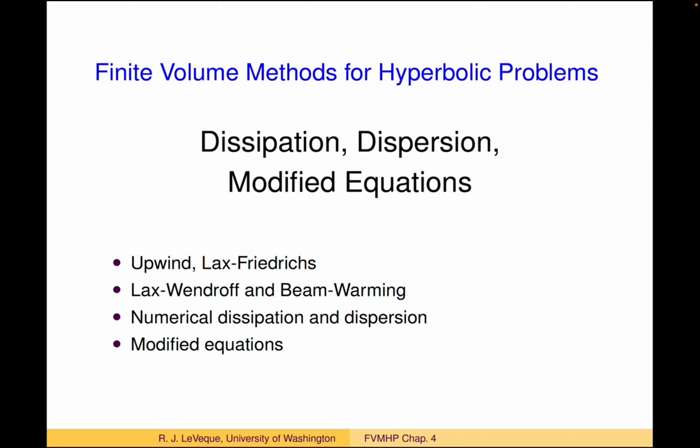In this lecture, we're going to look at the Upwind method and the dissipation that introduces and try to understand that a bit better, along with another first-order accurate method that's also quite dissipative called Lax-Friedrichs, and then look at some second-order accurate methods, the Lax-Wendroff and Beam-Warming methods, and see how they give dispersion rather than dissipation as the dominant error, and then look at the idea of a modified equation as a way to better understand what's going on with these finite difference or finite volume type methods.